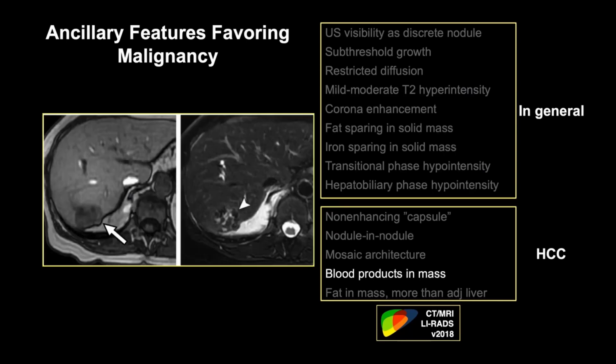Blood products in a mass refer to the intralesional or perilesional hemorrhage in the absence of biopsy, trauma, or intervention. HCCs are vascular tumors that may spontaneously bleed. Blood products are typically heterogeneous in appearance on both T2 and T1 images, depending on the chronicity of the hemorrhage. You can see areas of both T2 shortening and prolongation in this heterogeneous observation.